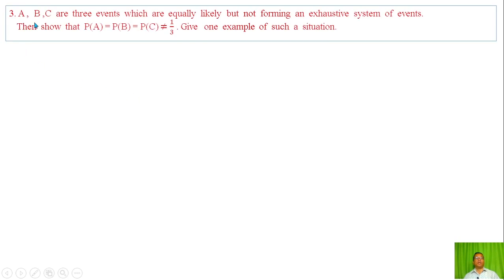Question number 3. A, B, C are three events which are equally likely but not forming an exhaustive system of events. Then show that P of A equal to P of B equal to P of C but not equal to 1 by 3. Give one example of such a situation.